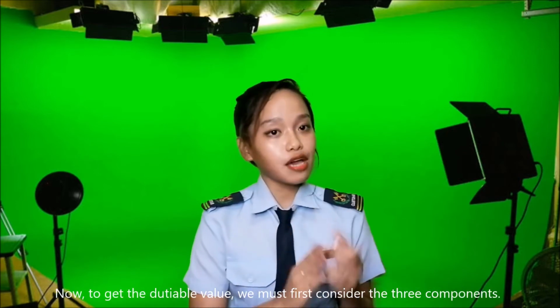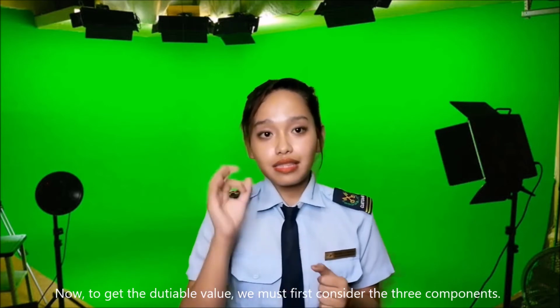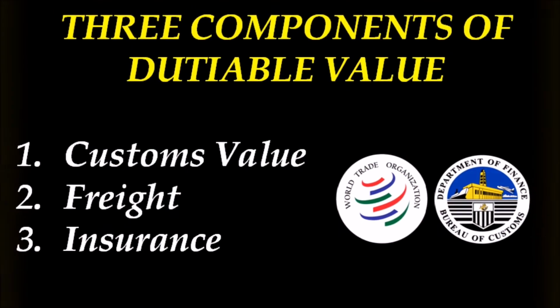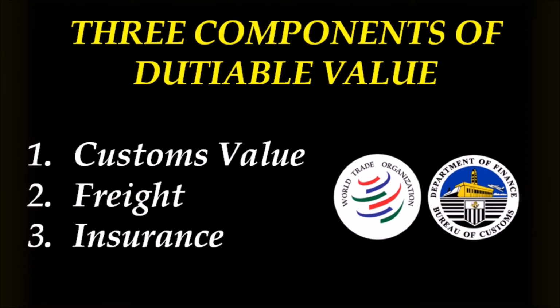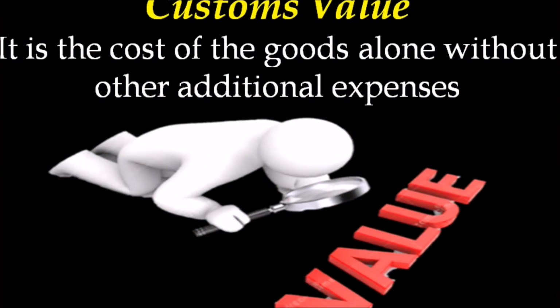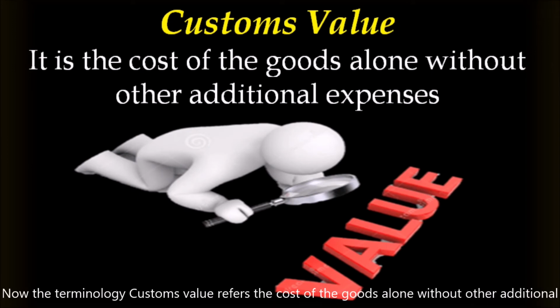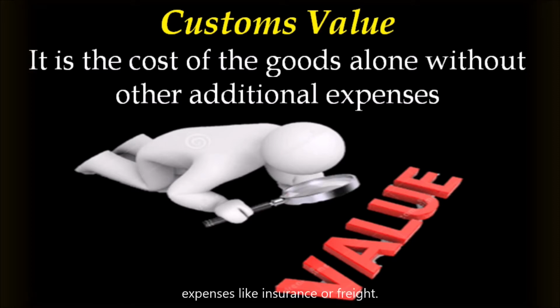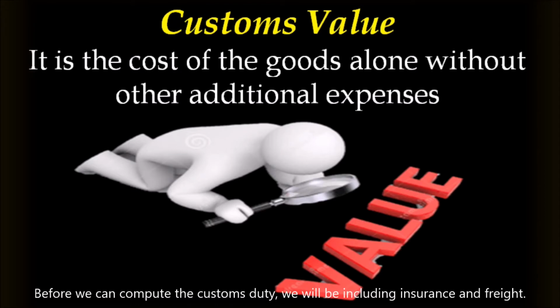Now, to get the dutiable value, we will be considering these three components. And what are these three components? The three components of dutiable value are customs value, freight, and insurance. The term customs value refers to the cost of the goods alone without other additional expenses like insurance or freight. Basically, customs value is the actual value of your goods alone. Before we can compute the customs duties, we will be including insurance and freight.